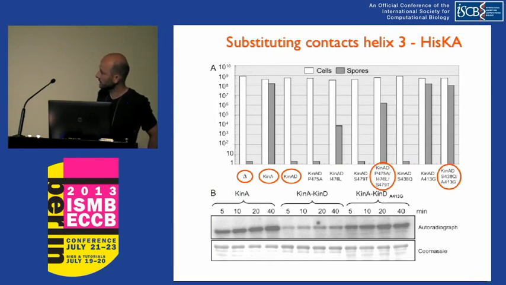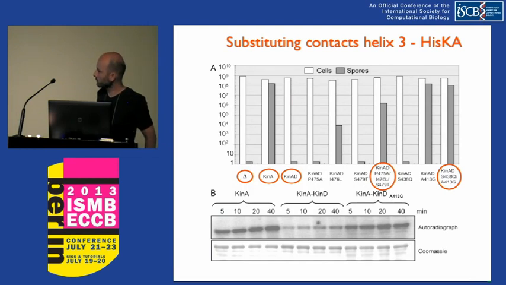In vivo, you see if KinA is present, cells are growing. It's a white bar, and they are sporulating. It's a gray bar. If you delete the kinase, they're growing, but there's no sporulation. The same with the hybrid. So it's growing well, but it's not sporulating.